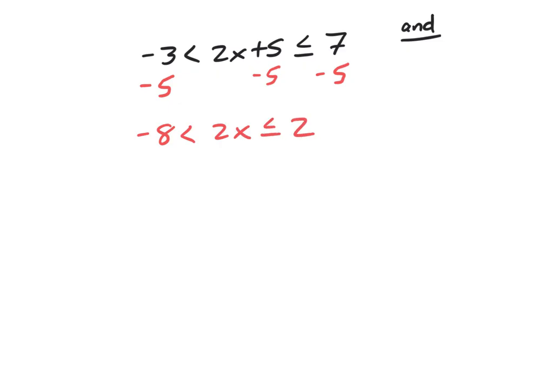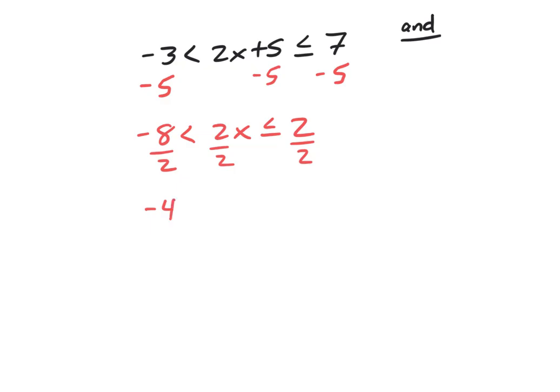Is less than or equal to 2. And then we still got to get x by itself. So now we're going to divide by 2. And once again, we're going to do it to the left, the middle, and the right. And keep in mind, if I ever multiply or divide by a negative at any point in time, we got to change the sign. We're not dividing by a negative here, so we're in good shape.